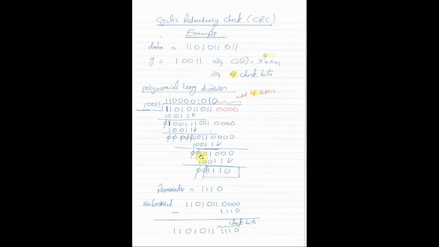So I go to the next bit. The next bit is a 1. 1 divided by 1 is a 1. And then 1 times the generator gives me 1, 0, 0, 1, 1.